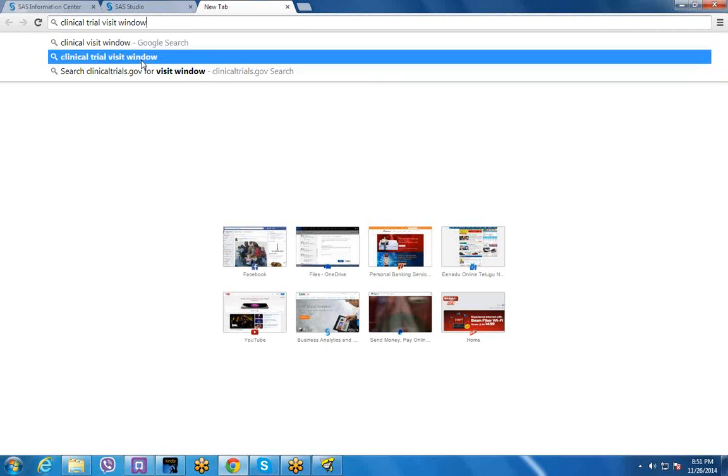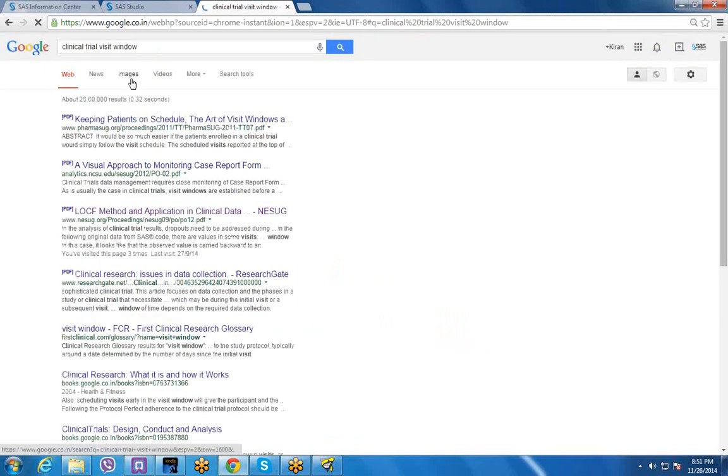Clinical trial visit window. Keeping patients on schedule, clinical research, issues in data collection. So you can find some papers also.